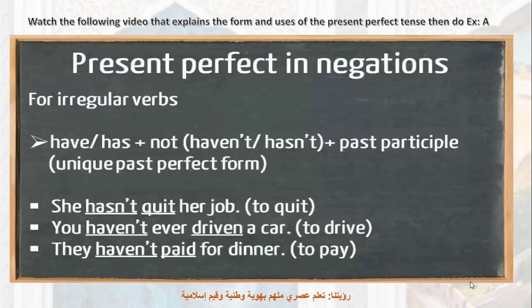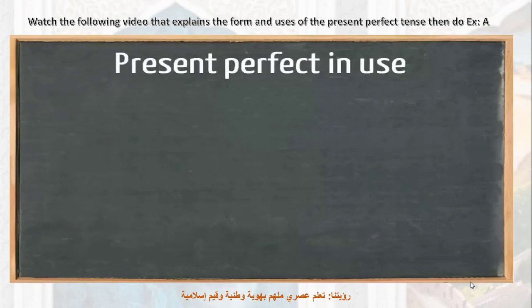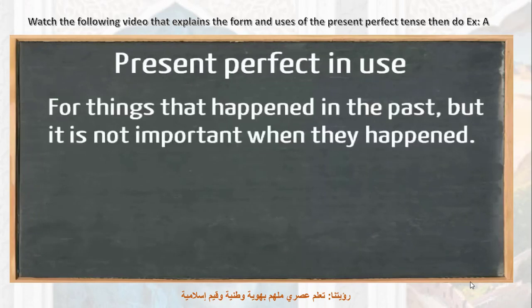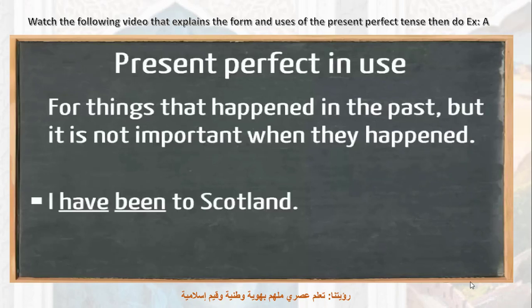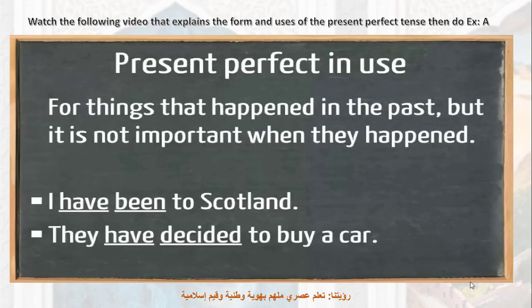The infinitive form of the verb is to pay. Now let's have a look at the present perfect in use. We use the present perfect for things that happened in the past, but it is not important when they happened. I've been to Scotland. It's not important when I've been there, it's important that I've been to Scotland.